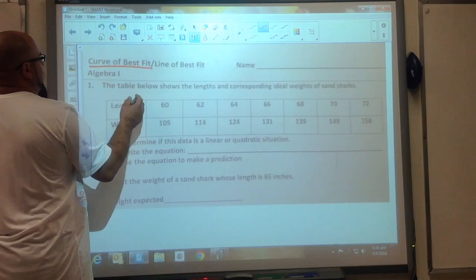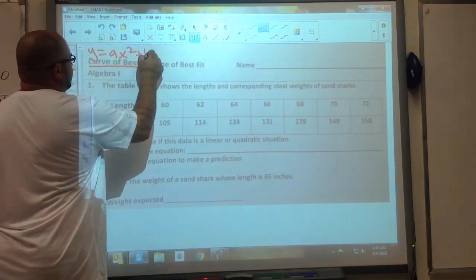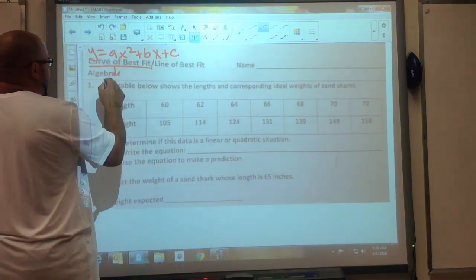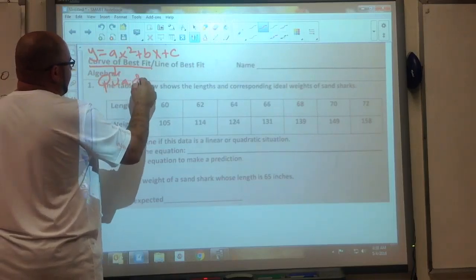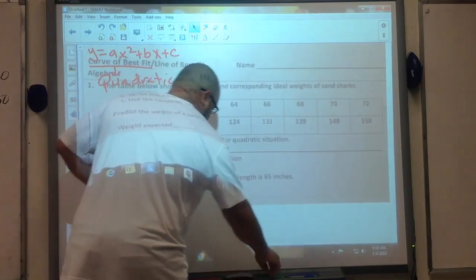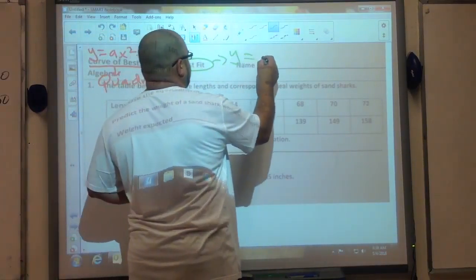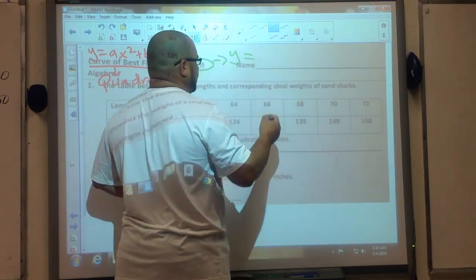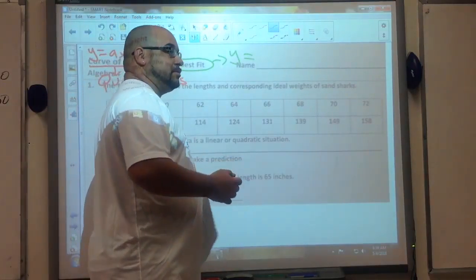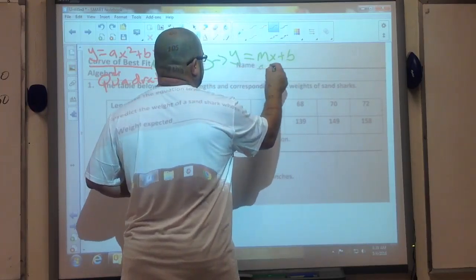Curve of best fit, we're talking about y equals ax squared plus bx plus c. Another name for curve is, again, quadratic equation. Quadratics. And then you should already know line of best fit, which is y equals, what's the rest of it? Anybody know? Line of best fit? Hello? Y equals ax plus b. Ax plus b or mx plus b, very good.